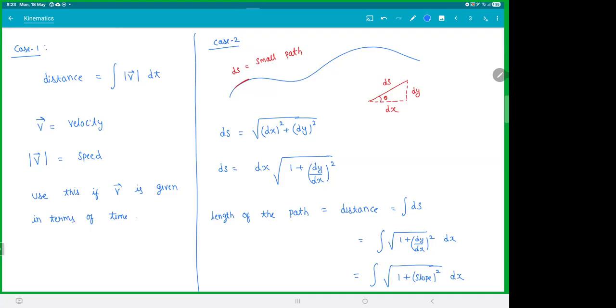So when to use this? Use this if velocity or equation of the curve is given. If you know x and y, and the relation between them, you can use this. Use this if equation of the curve is given.